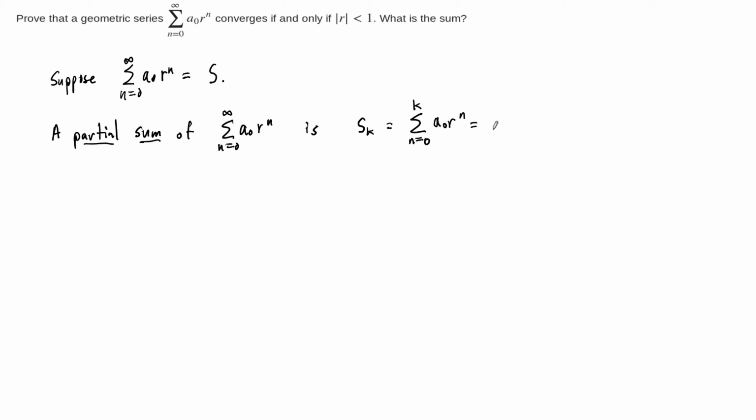And so when we add this up, what does the partial sum s sub k look like? Well, it looks like the first term, a sub 0 r to the 0, plus, and then every successive term multiplies the previous term by r. It's very similar to the geometric sequence that we studied in the last lecture, except now we're adding up the terms. So the next one is a0 r plus a sub 0 r squared, and this goes all the way up to a0 r to the k.